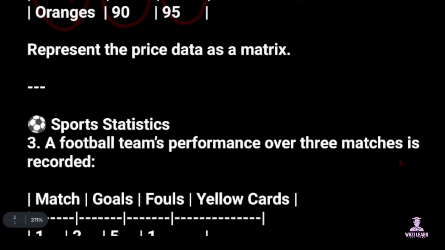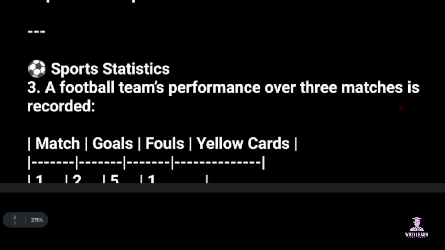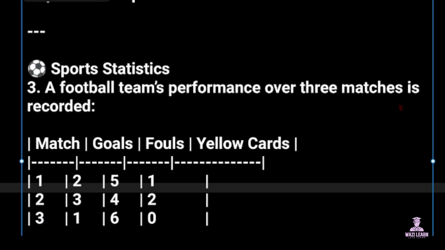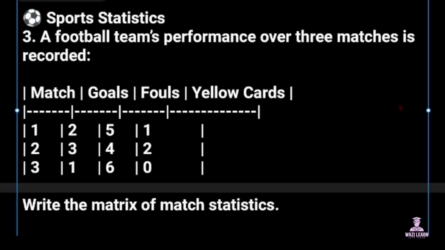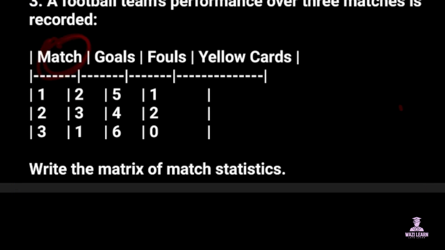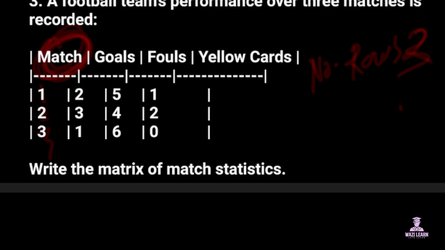Our third example, sports statistics. Let's say football team performance over 3 matches is recorded as below. Our individual items are the matches. So we have match 1, match 2, and match 3, meaning our number of rows will be 3. And then our categories, you have goals, fouls, and yellow cards. So there are also 3. So we'll have 3 rows and 3 columns because our categories are 3 and our individual items are also 3.